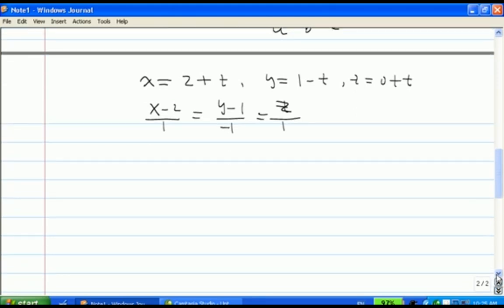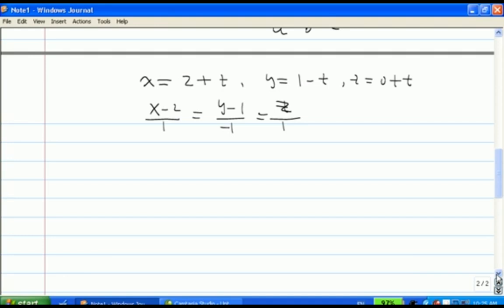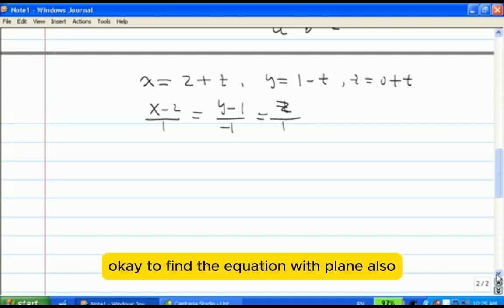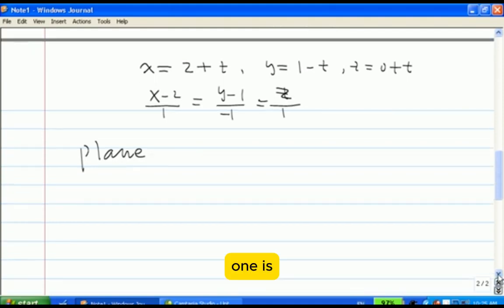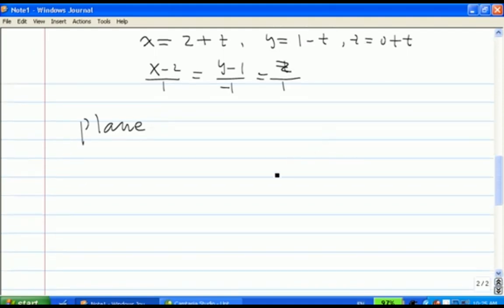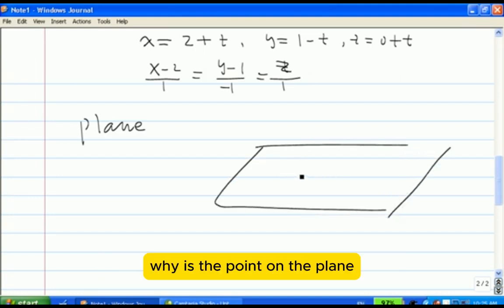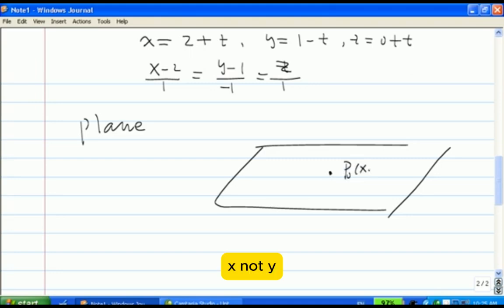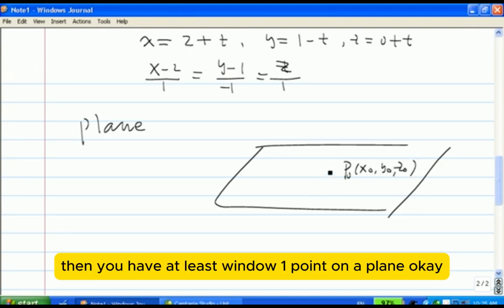Now let's look at the equation of the plane. To find the equation of a plane, we also need two things. One is a point on the plane. We also call it P0, (x naught, y naught, z naught). So you're talking about a plane, and at least we know one point on the plane.